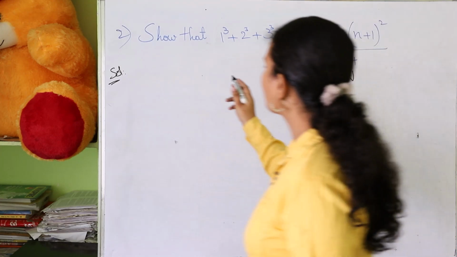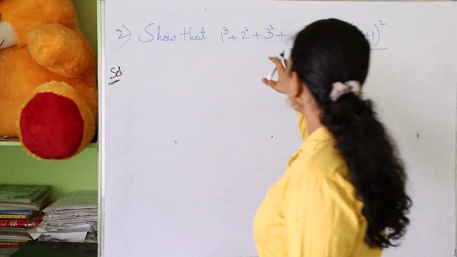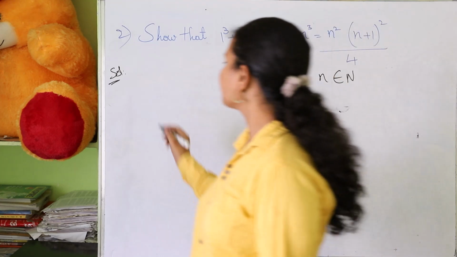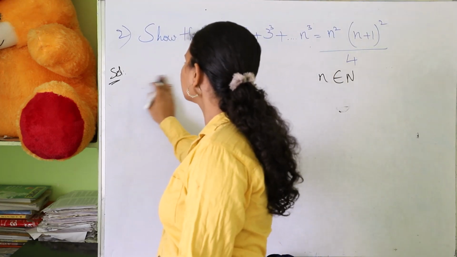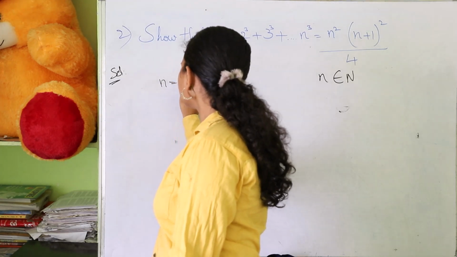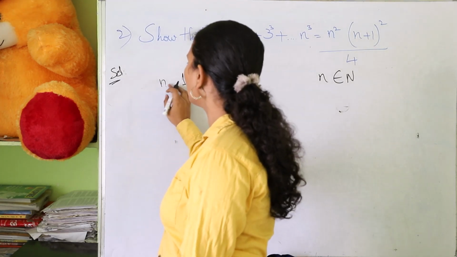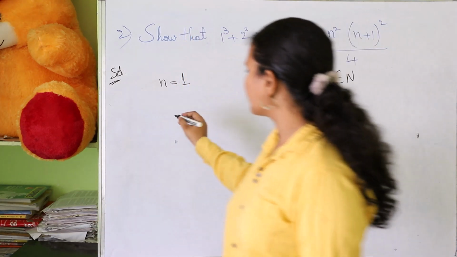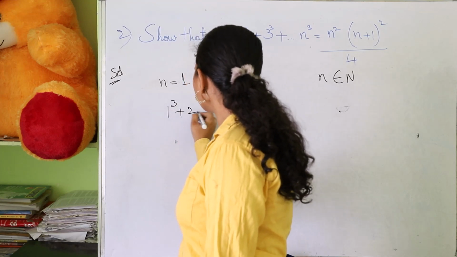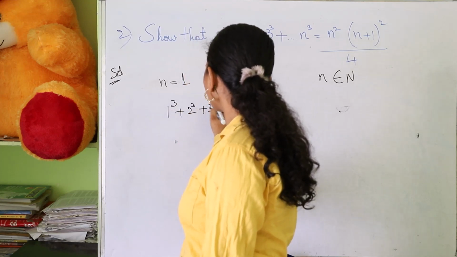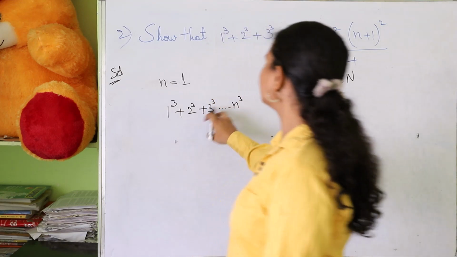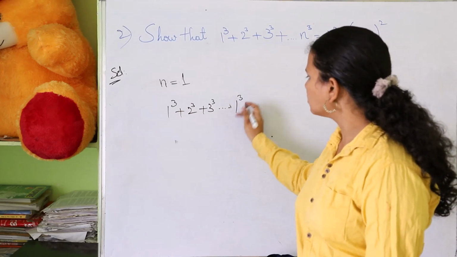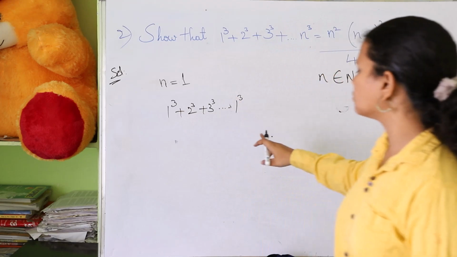As I have said, we have 3 cases, so let's go for the first case. If n equal to 1, because n belongs to natural number, that's what I have considered: n equal to 1. So this becomes 1 cube plus 2 cube plus 3 cube, which goes on till n cube. Instead of n, I write 1 cube, since n value is 1.